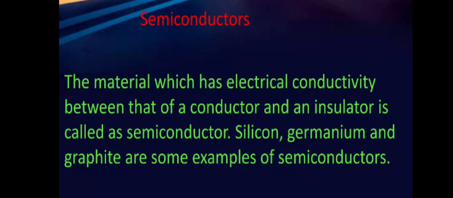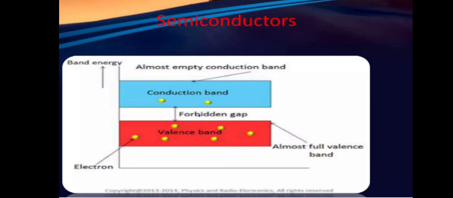Semiconductors, the material which has electrical conductivity between that of a conductor and an insulator is called a semiconductor. Silicon, germanium and graphite are examples of semiconductors. In this PPT, band diagram of semiconductor is shown.